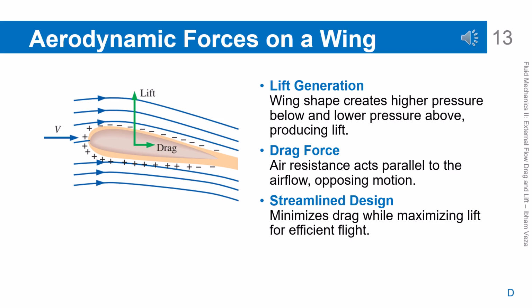An airplane wing generates lift because of the pressure difference between the lower and upper surfaces. The airflow also produces a drag force that acts parallel to the flow and opposes the motion. The wing is designed to be streamlined in order to minimize drag and maximize lift. The interaction between the flow and the wing shape determines flight performance. This concept is fundamental in all modern aeronautical design.